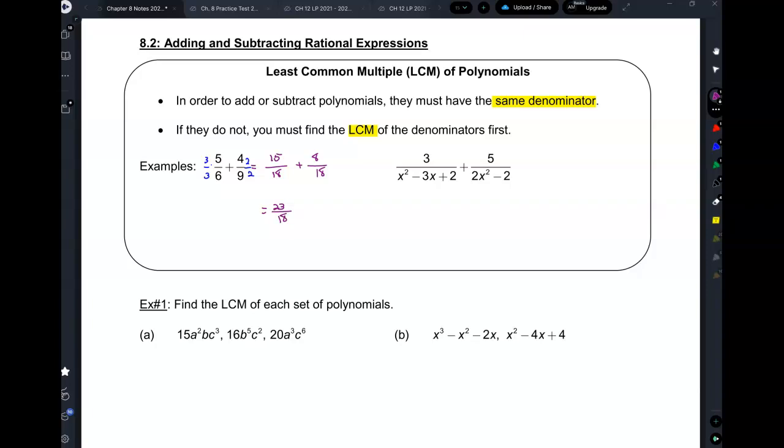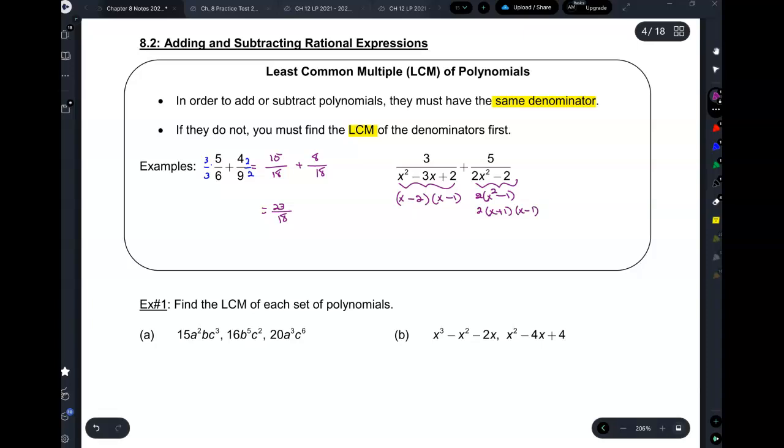So take a look at this next one. Let's find the LCD, the least common denominator, right? So what you first have to do is you have to factor this one. When you factor this, what do you get? X minus 2, X minus 1. What about here? This will be 2 times X squared minus 1, right? And when you factor it, you get X plus... Right, you factor out a 2, and then this becomes 2 times x plus 1, x minus 1.